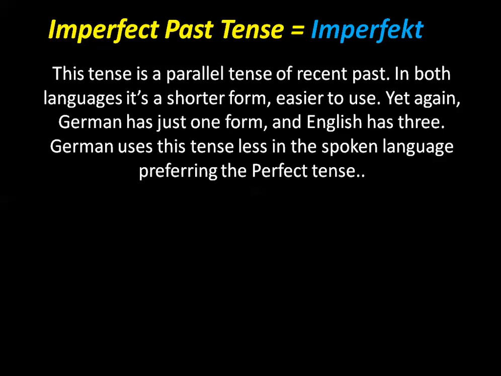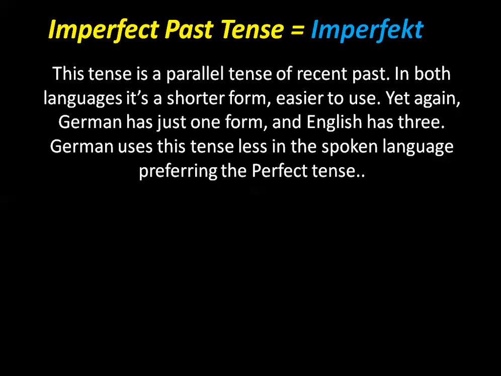The imperfect tense, or in German referred to also as the Präteritum or Imperfekt, this tense is also a tense relating the recent past. In both languages, it's a shorter form. In English, this is formed a lot of times by simply adding an ed, like learned German. Yet in German, like in the previous tenses, there's only one form and English has three.